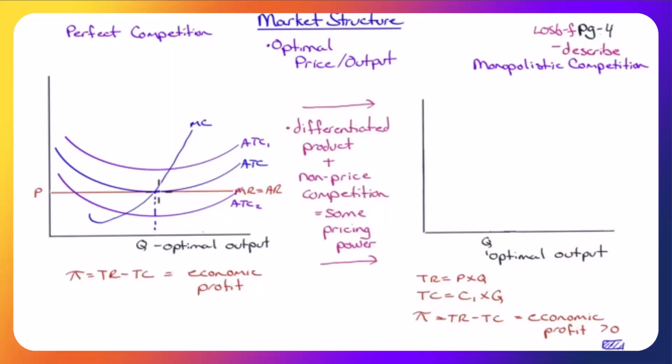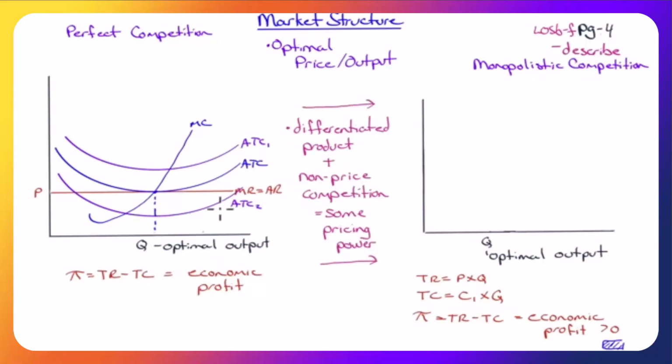It just so happens at this particular point, when we're calculating our profit, our total revenue minus our total cost, because we're just intersecting the average total cost curve, our marginal revenue equals our marginal cost, which equals our average total cost. So total revenue minus total cost gives us our economic profit. In the ATC case here, economic profit is equal to 0.